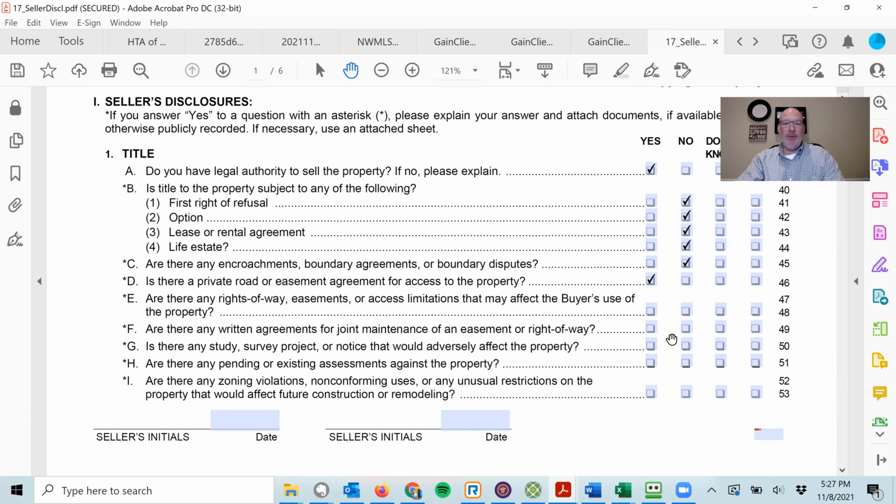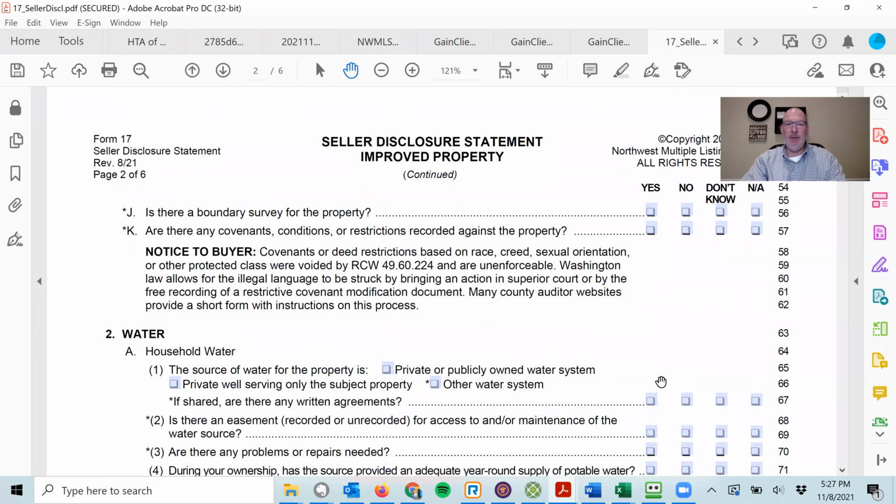So any written agreements for maintenance of the right of way? They'll typically say no to that, right? Has there been a survey done? That's all I say. Has there been a survey done? They will say, I don't know, in most cases. Are there any special assessments pending against the property? No. Any zoning violations? No. You can see why it goes faster, right? Is there a boundary survey for the property? That'll sound kind of redundant to them, and they'll probably still say, I don't know, or no.